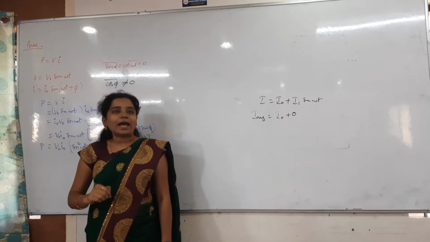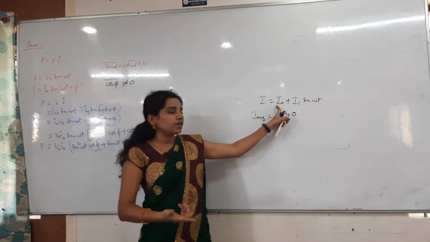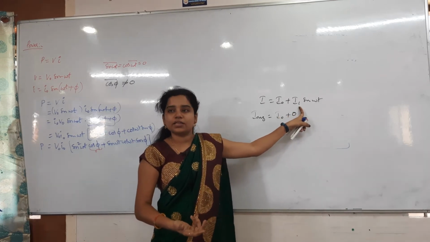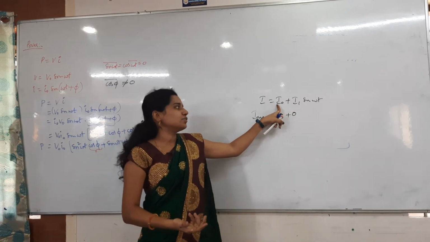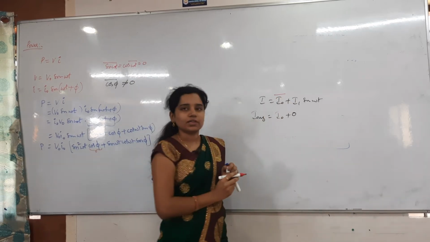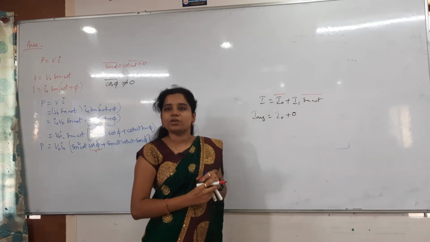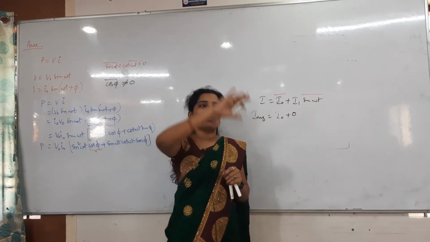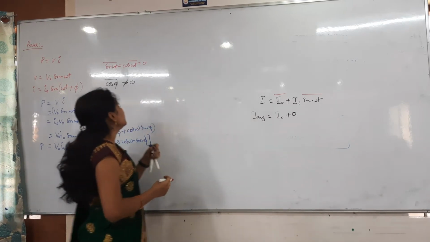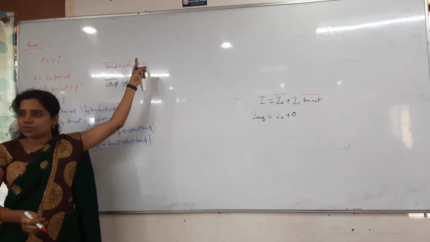At that time the average value will be always positive only, whatever the value they have given. So here also we got that I naught is DC and I1 is AC. I naught is not depending on the time, so the average value of I naught is I naught only. But the average value of sin omega t is 0. Why? Because it is a sinusoidal function. It will have a positive half cycle as well as a negative half cycle. So here sin omega t and cos omega t become 0.